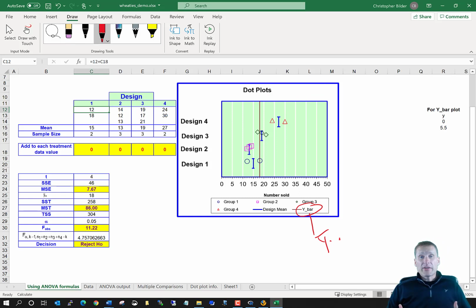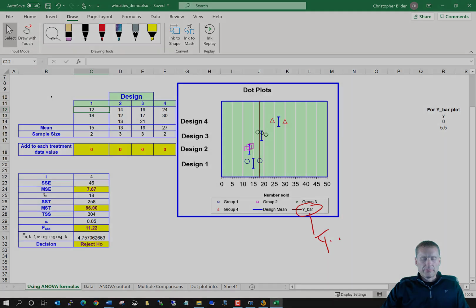So this is essentially the same plot that we saw before. Now I'm going to change the data values. And I'm going to do it in a simple way. Hold on here. Fortunately, my Excel has frozen up. Just give me a moment.